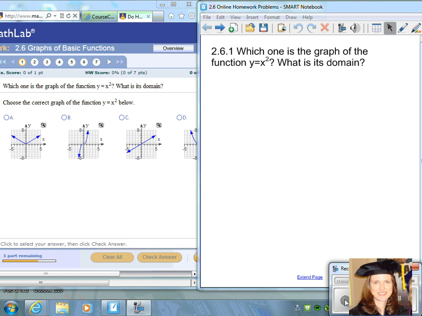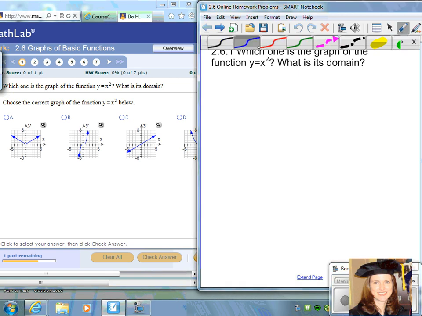In this section 2.6, graphs of basic functions, we're looking at, of course, graphs of our basic functions. In the next section following, we'll be looking at taking these basic functions and transforming them. Question number 1 asks us the following. Which one is the graph of the function y is equal to x squared? And what is the domain?